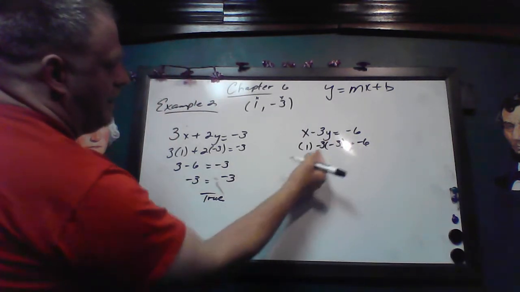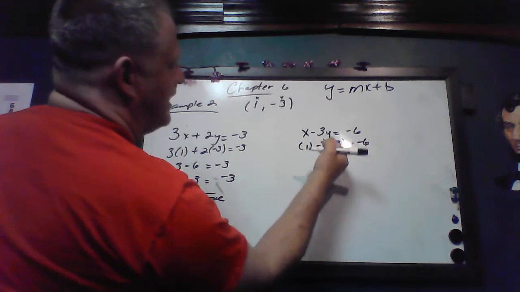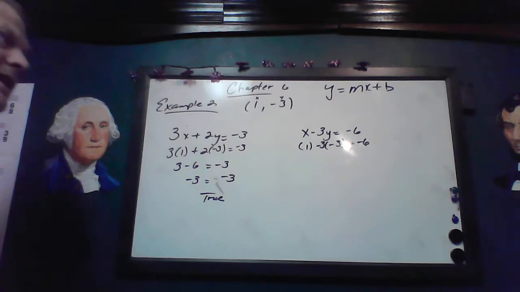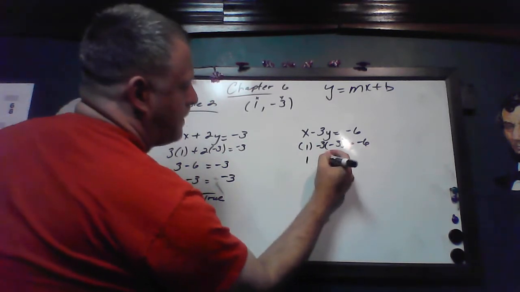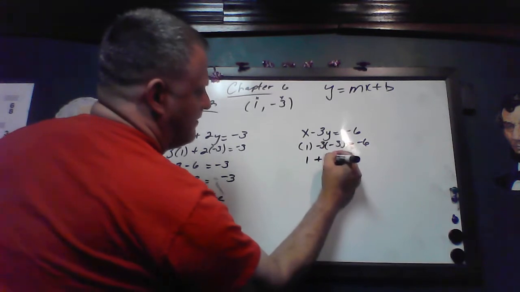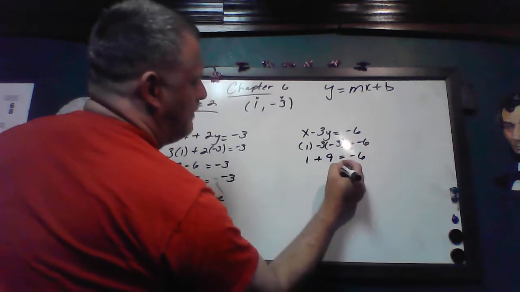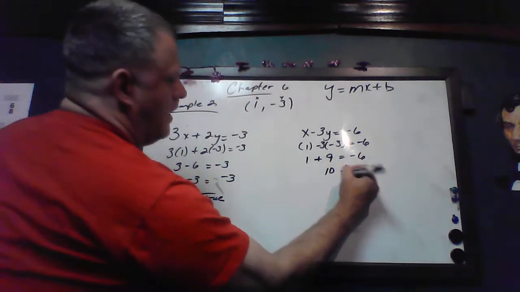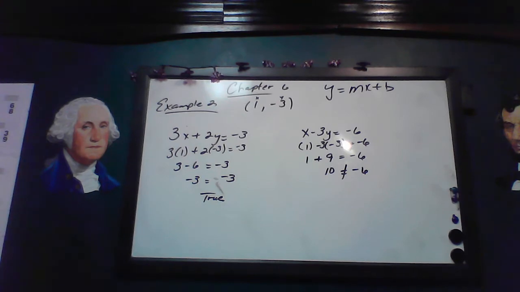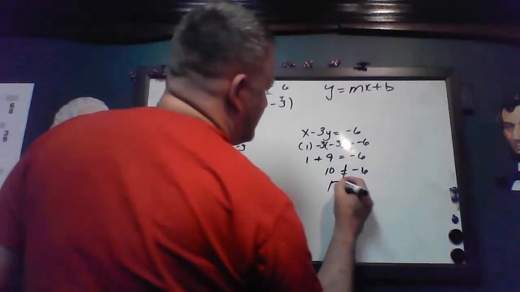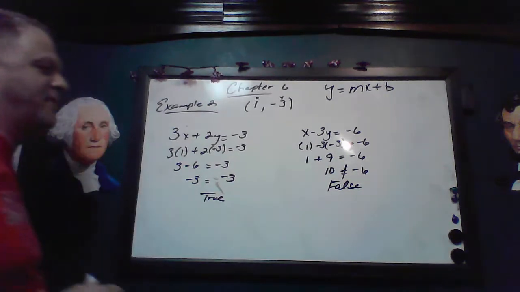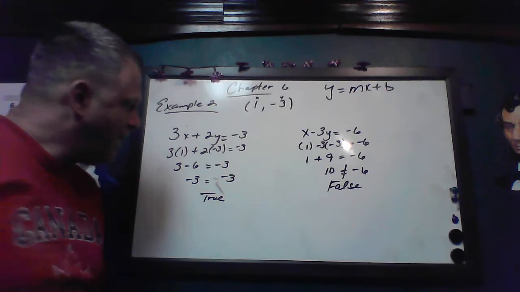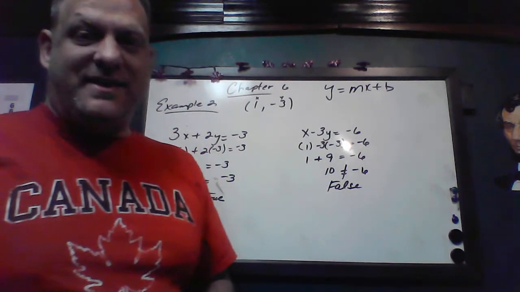So 1 plugged in for x, bring your 3 down, and substitute negative 3 for y, equals negative 6. So now 1, negative 3 times negative 3 is positive 9, equals negative 6. 1 plus 9 is 10, equals negative 6. 10 does not equal negative 6, which is false. This problem's false. All right, guys, and now we are finished with example 2.